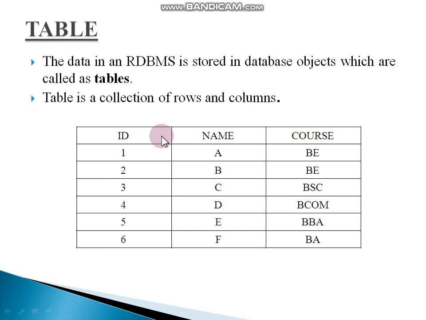Next, there are some terminologies in relational database. The first one, table. The data is stored in the database by using tables. RDBMS, which is Relational Database Management System, uses tables to store data. Each table should have a unique name. The table is a collection of rows and columns. For example, the student table stores the information of students. Here we have three fields: ID, name and course. So this is the information about students in the student table.